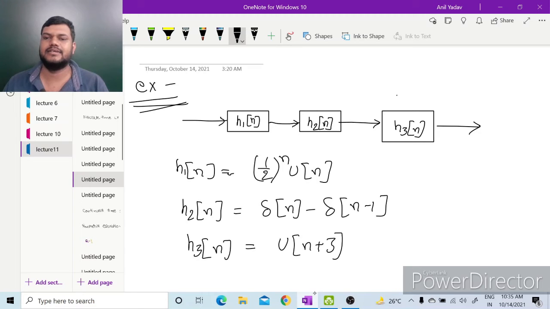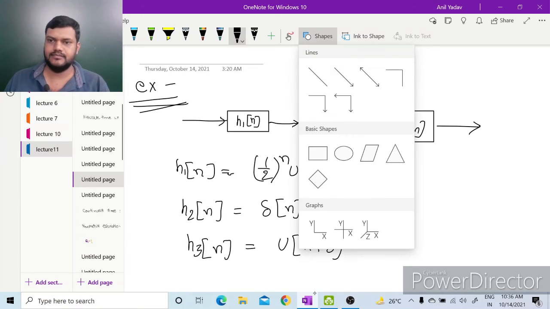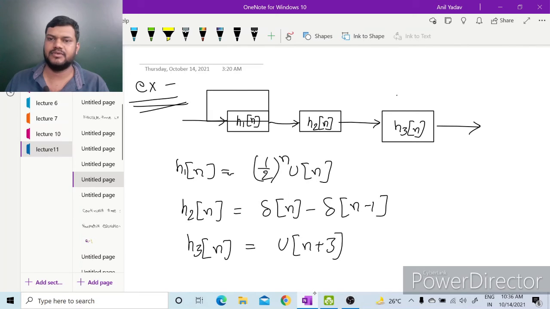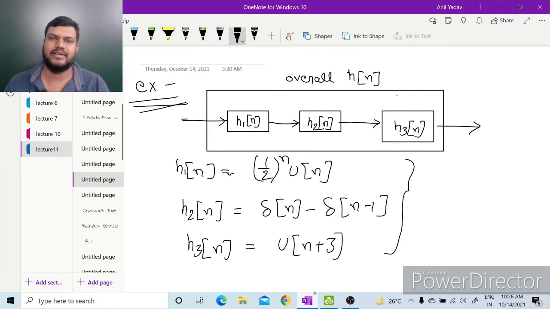Now let us see another example. Let us say this is a discrete time LTI system, and we have to find the overall impulse response h[n] of this complete discrete time LTI system, which is a cascade of three discrete time LTI systems. Again, this is similar to the continuous time LTI system, and h1[n], h2[n] and h3[n] are given in the question, and we have to find the overall impulse response h[n].